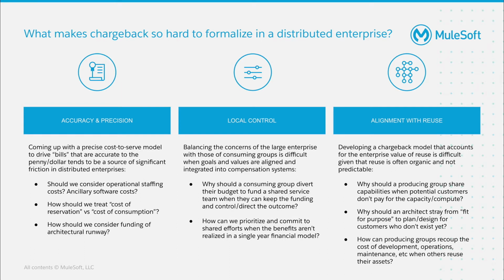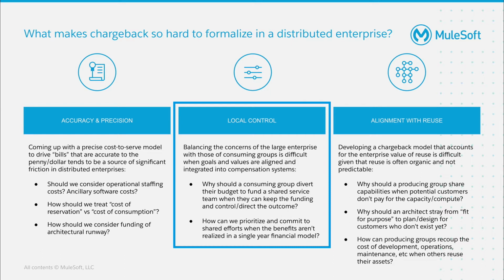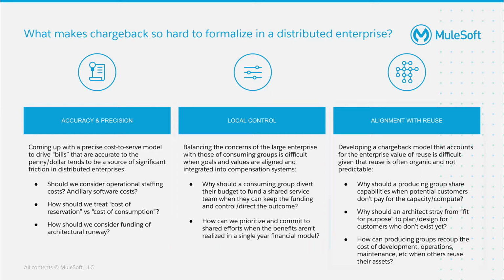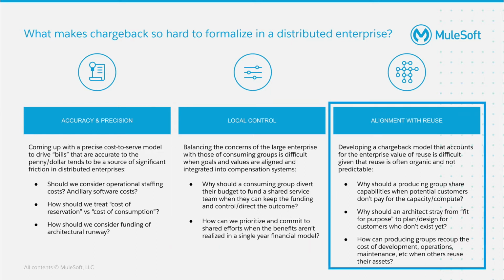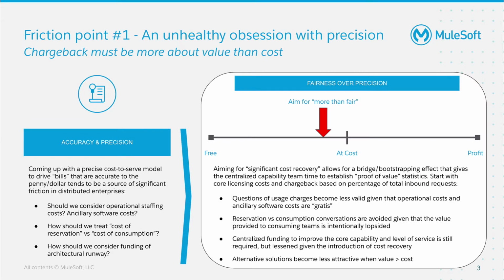What makes chargeback so hard to formalize in a distributed enterprise? While every enterprise has unique characteristics and challenges, there are still three common friction points that keep a shared platform team from advancing. 1, an unhealthy obsession with precision. 2, an over-rotated bias on local control. And 3, the lack of a model that accounts for reuse. First, we'll cover friction point number 1, an unhealthy obsession with precision.